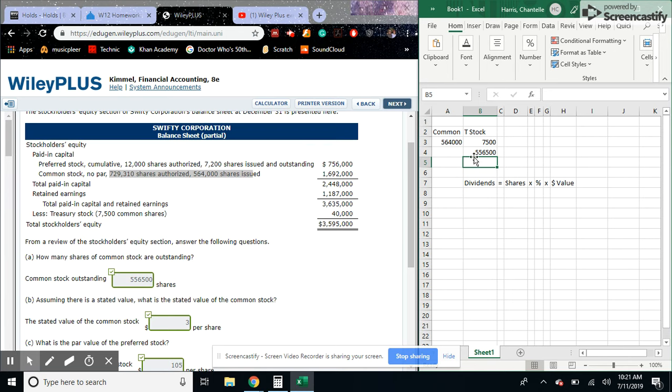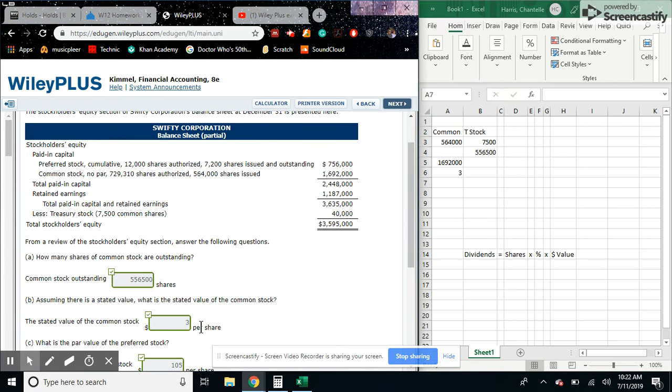The next number it wants to know is, assuming there is a stated value, what is the stated value of the common stock? Well, right here it gives us what our equity was, the amount for the common stock. So if we take our common stock and take that equity, 1,692,123, you have the equity divided by the number of shares of common stock.